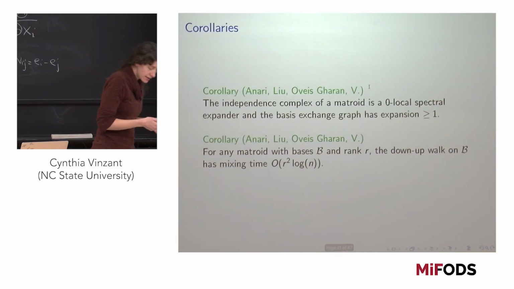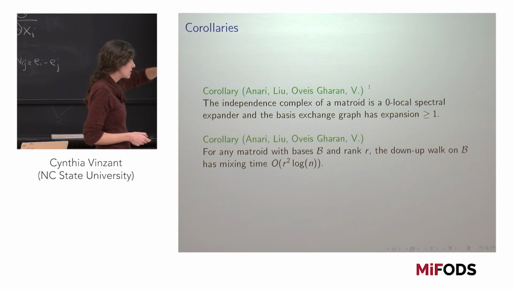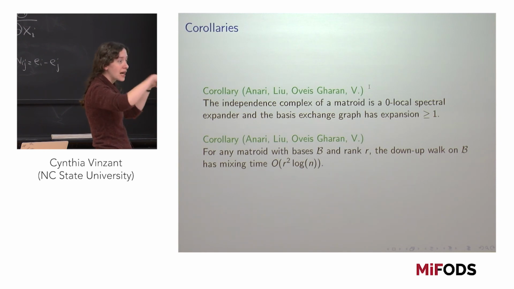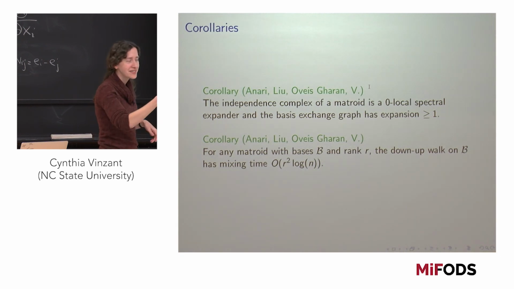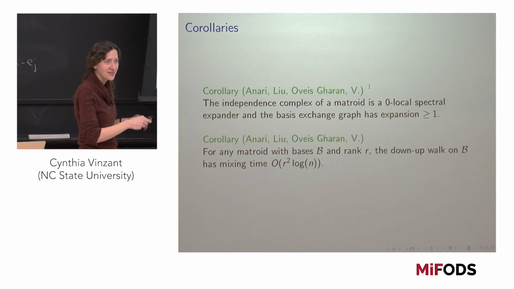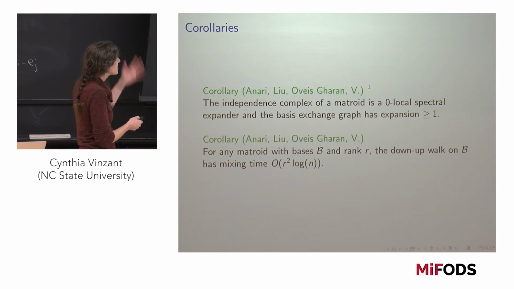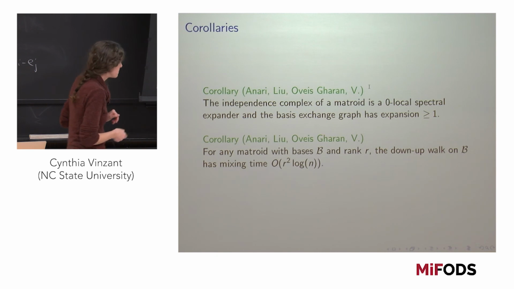And in particular, if you want to do this top dimensional walk, so you take the independence complex of a matroid, and you walk around on the top dimensional faces, you're walking around on the bases of a matroid. And the down-up walk that I defined for the bases of a matroid has mixing time on the order of the rank squared times log of n. I should say Nima is going to talk about, I think, an improvement of this maybe in the next talk. But this sort of comes out of this story.